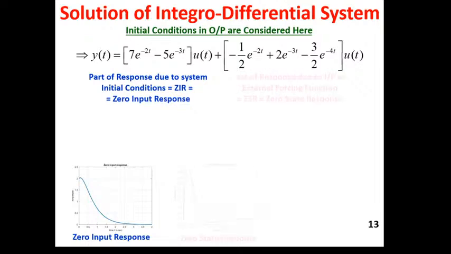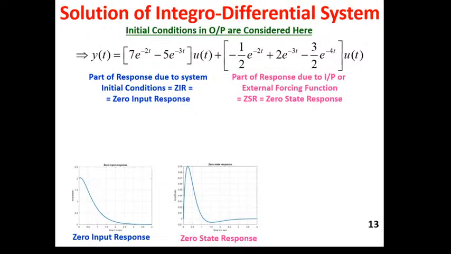The second part, given by the pink part of yt, is nothing but the response due to the input, or the response due to the external forcing function. We can see that this part has bounded energy. Initially it does not look bounded up to 4 seconds, but eventually it will become bounded, because e raised to minus 2t, e raised to minus 3t, e raised to minus 4t are all exponentially decreasing, and all these things will eventually come to 0.